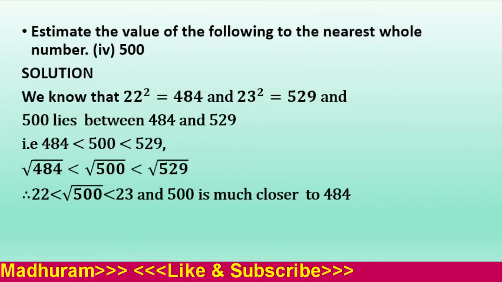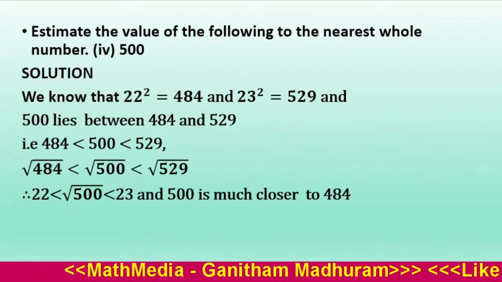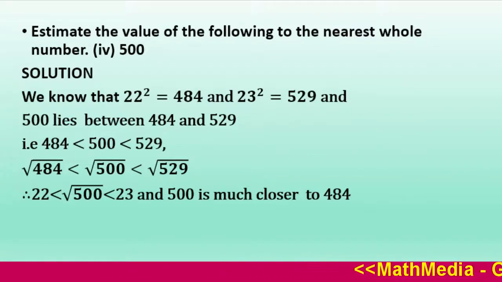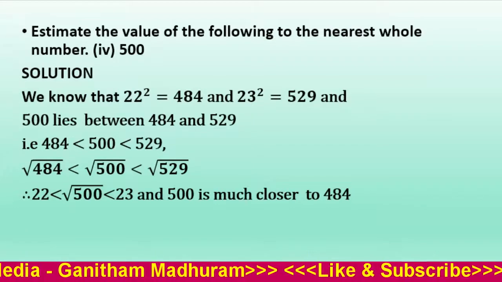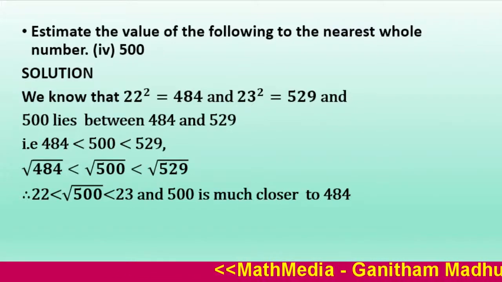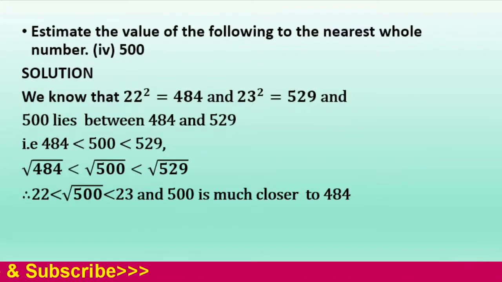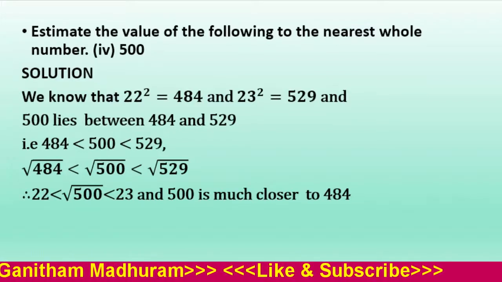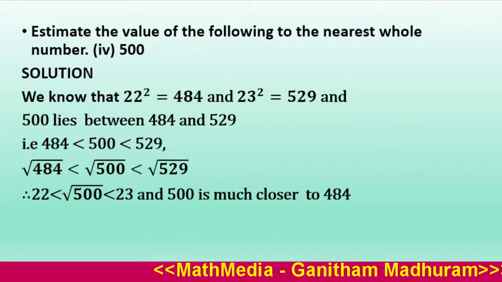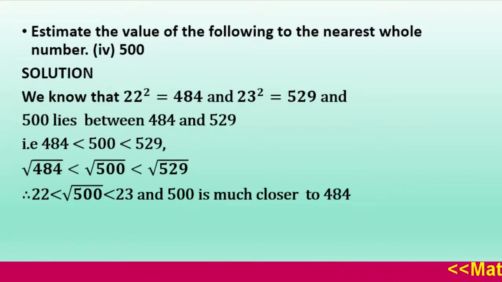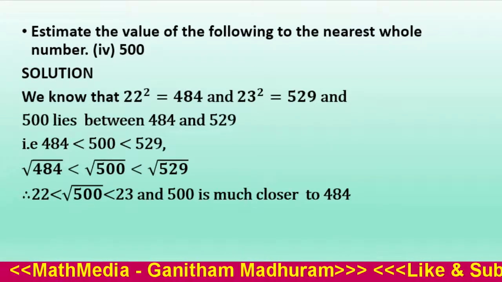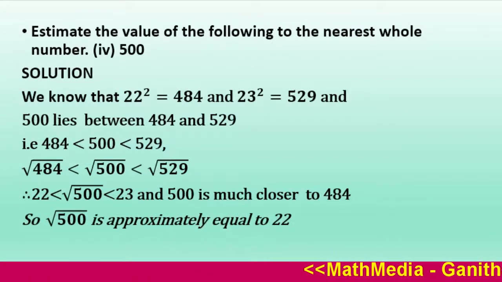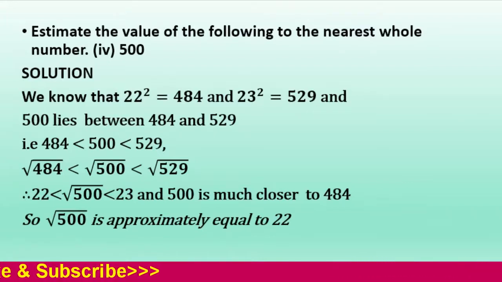Now we can find the difference between 500 and 529 and 500 and 484. We got the difference between 500 and 484 as 16 and the difference between 500 and 529 as 29. That means 500 is nearer to 484. So by estimating the square root to the nearest whole number, we took the square root of 484 as the square root of 500. So square root of 500 is approximately equal to 22.